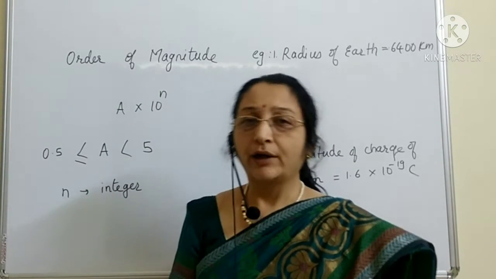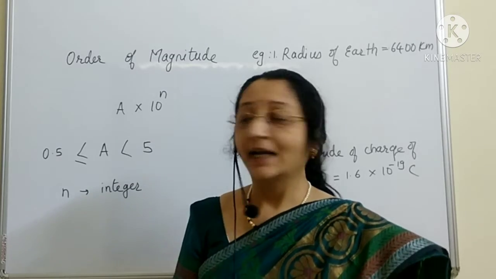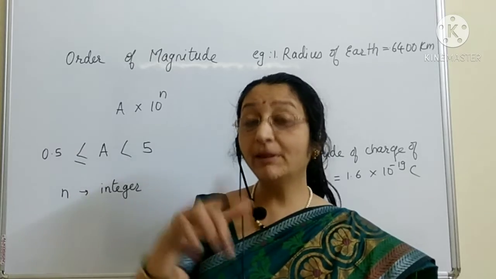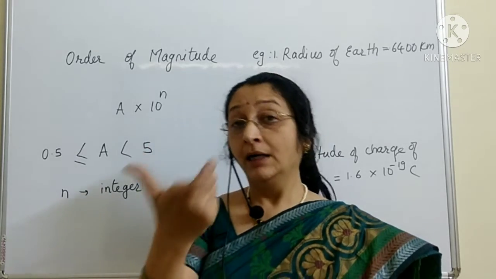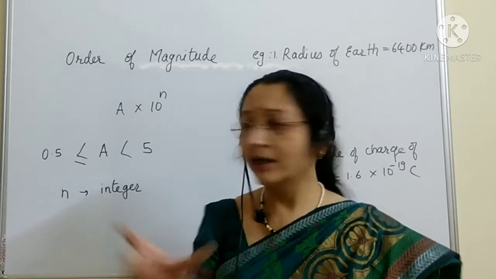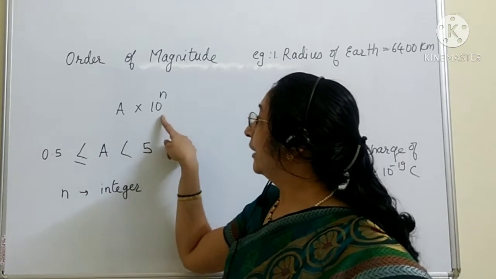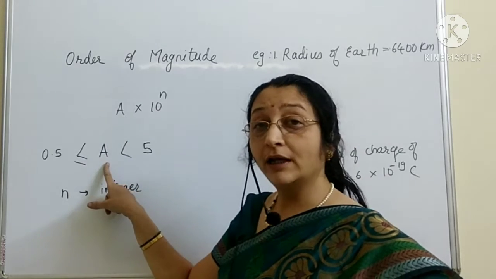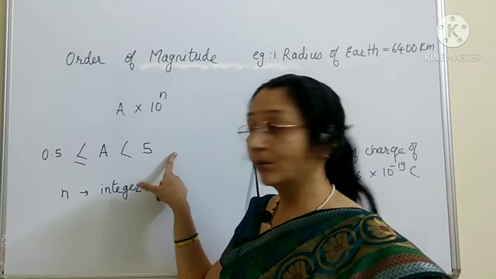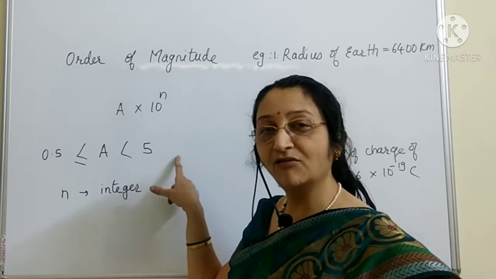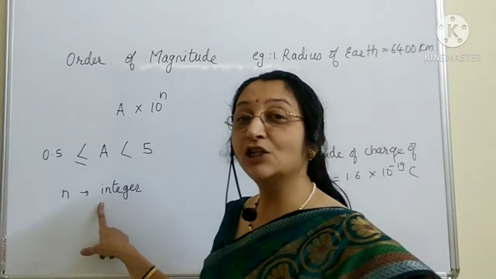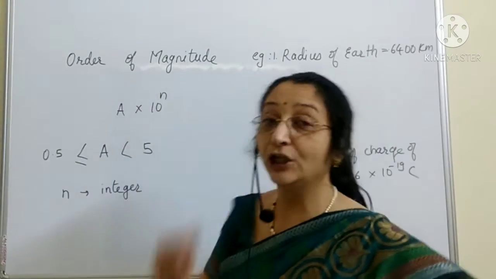When any physical quantity is represented as A into 10 to the power n. कोणत्याही physical quantityला मी कोणत्या फॉर्मॅट मध्ये लिहिलं, कोणतीही फिजिकल क्वांटिटी असेल, व्हॉल्यूम, एरिया, त्याला मी कसं लिहिलं, A into 10 to the power n, where A is what? A is a number between 0.5 and 5. 0.5 less than or equal to A less than 5. असा A हा नंबर आहे. तर हा जो n आहे, n हा जो इंटिजर आहे, that is called as the order of magnitude.